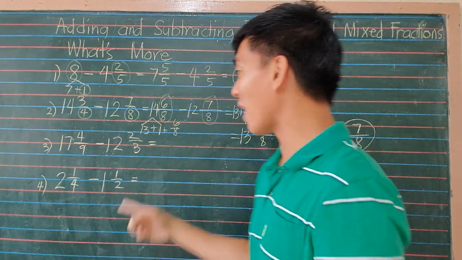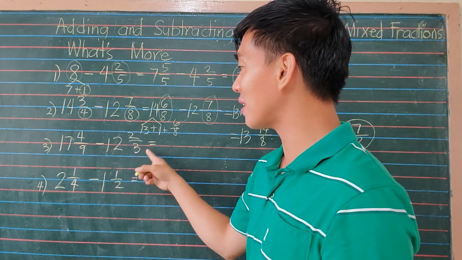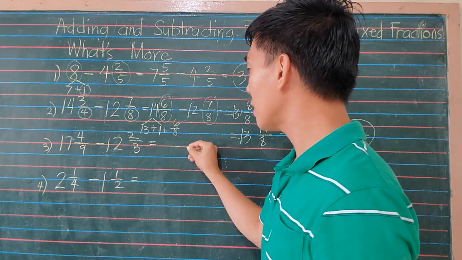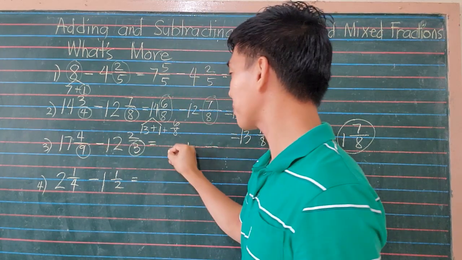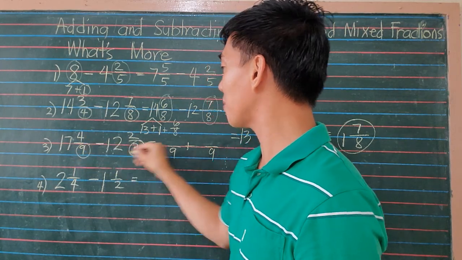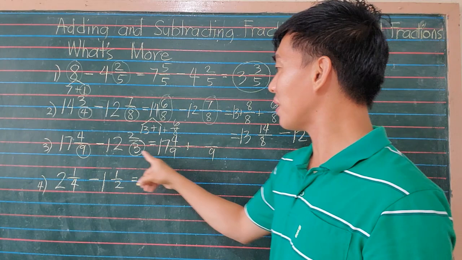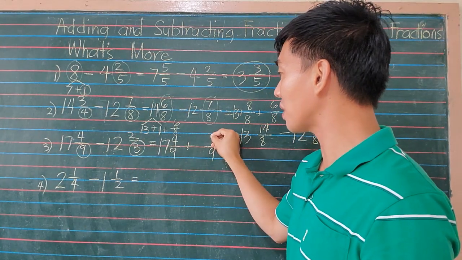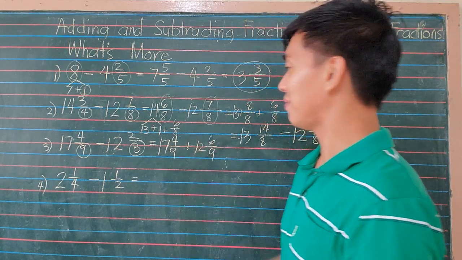Let's proceed to item number 3. Of course, they don't have the same denominator then. So we have to look for their common denominator. And I believe that their common denominator is 9. So 9 divided by 9 is 1 times 4, that is 4. Copy the whole number 17. 9 divided by 3, that is equal to 3 times 2, so that will give you 6. Okay? So, copy 12. Okay?